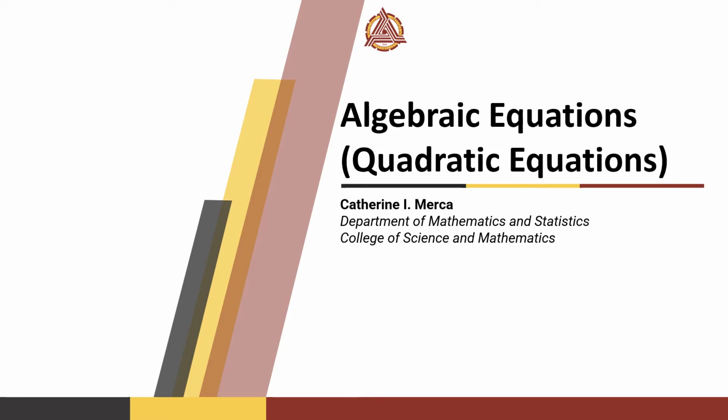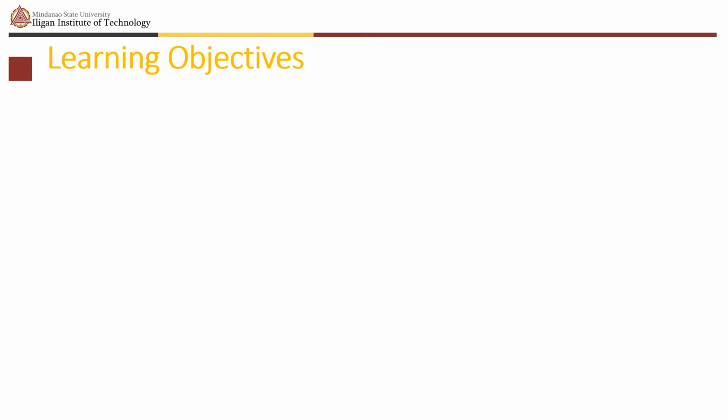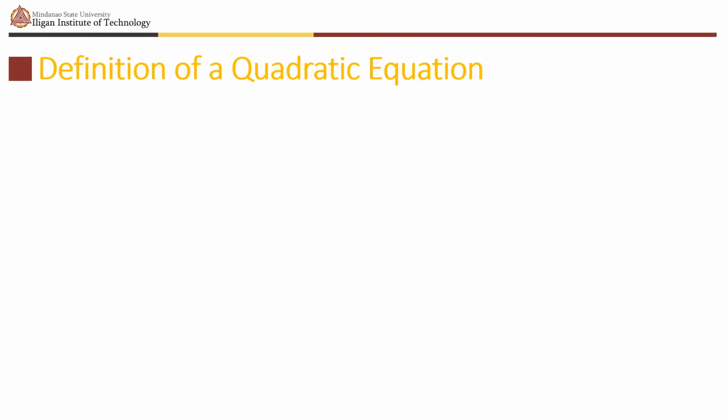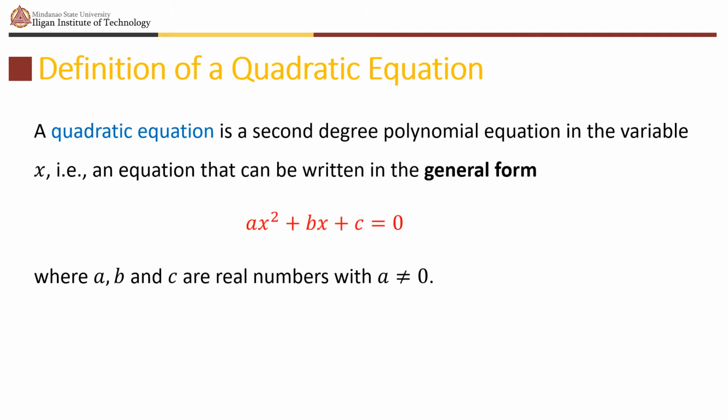This time we are going to discuss quadratic equations. So our learning objective is for you to be able to solve quadratic equations. A quadratic equation is a second-degree polynomial equation in the variable x. That is, an equation that can be written in the general form ax squared plus bx plus c equal to 0, where a, b, and c are real numbers and a is not equal to 0.